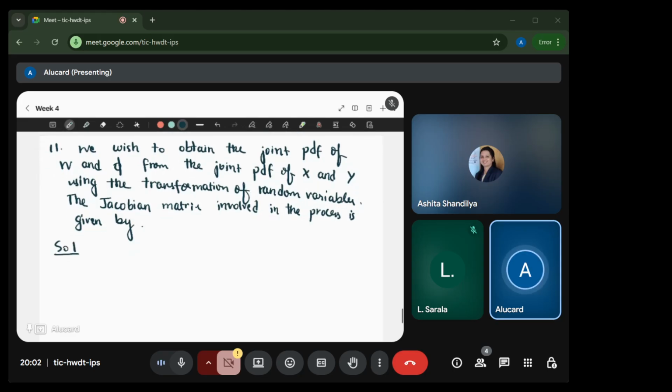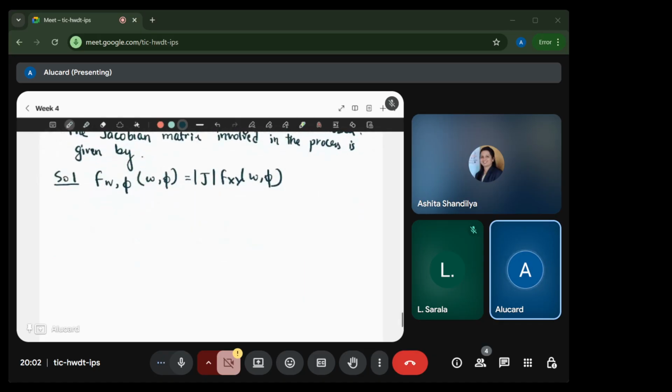So to transform from xy Cartesian coordinates to polar coordinates, f of w comma phi is the determinant of J times fxy of w comma phi, we know that, where this J is the Jacobian matrix, and that is a matrix of partial derivatives. dx by dw, these are partial derivatives.